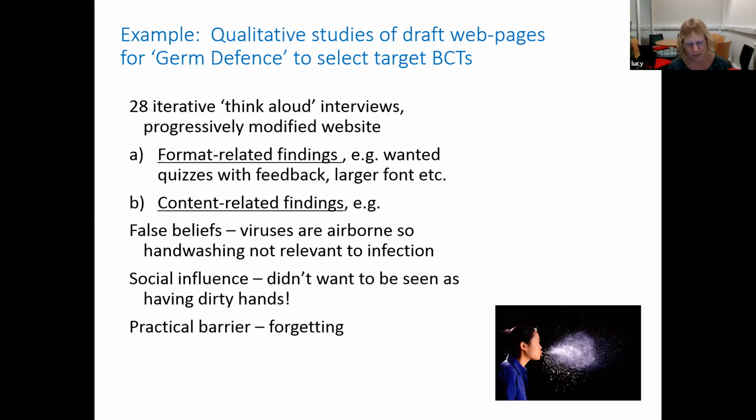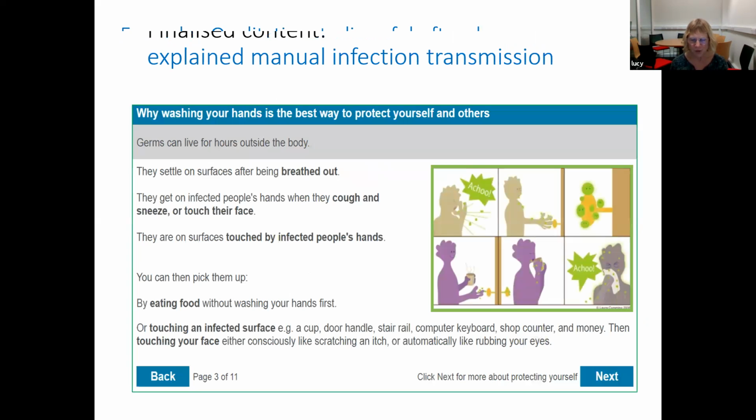We found out that most people before the pandemic thought that colds and flu was airborne, so they couldn't see why hand washing could help prevent infection. We found out that social influence was important to people. They didn't want to be seen as being dirty, but a practical barrier was forgetting. So based on this, these are some of the web pages we ended up with.